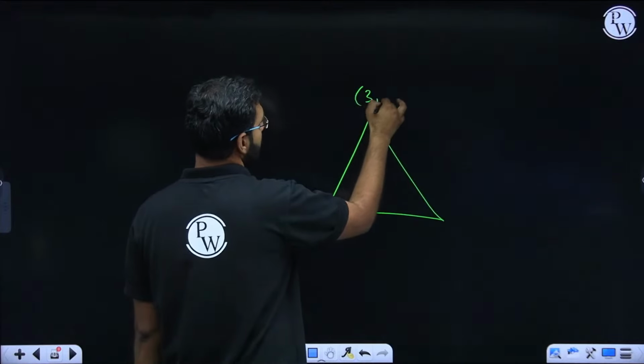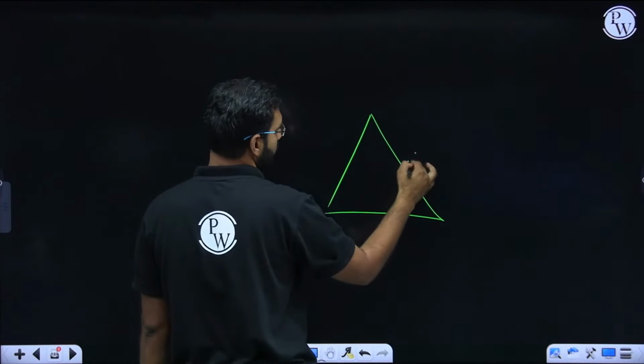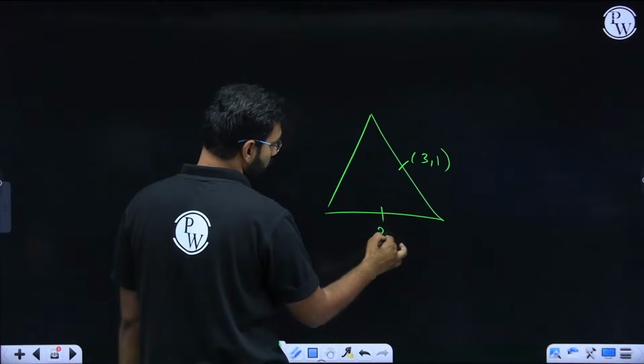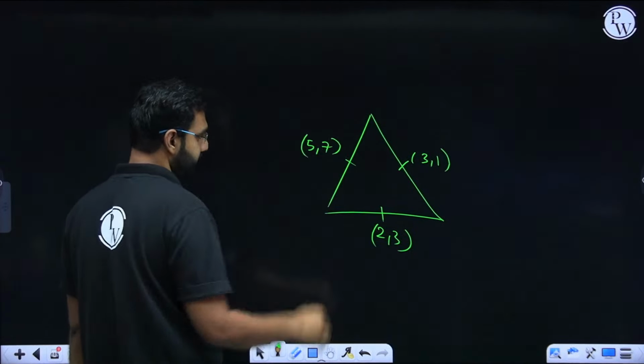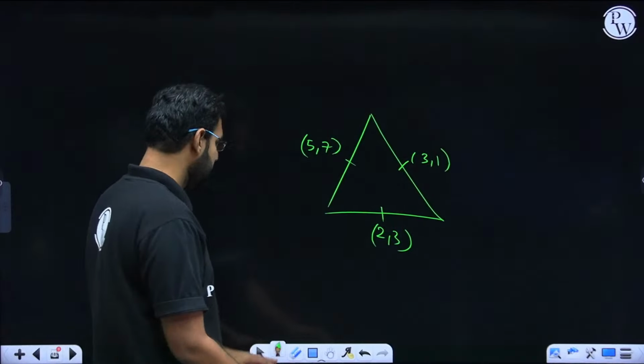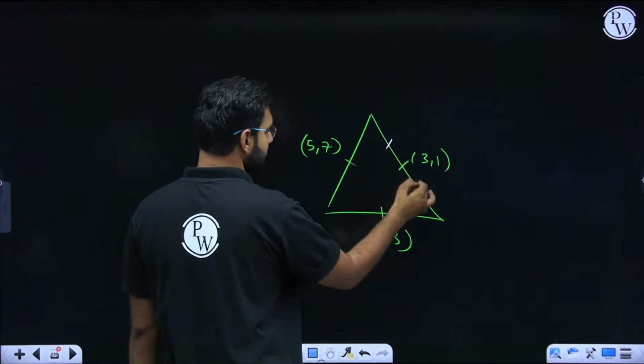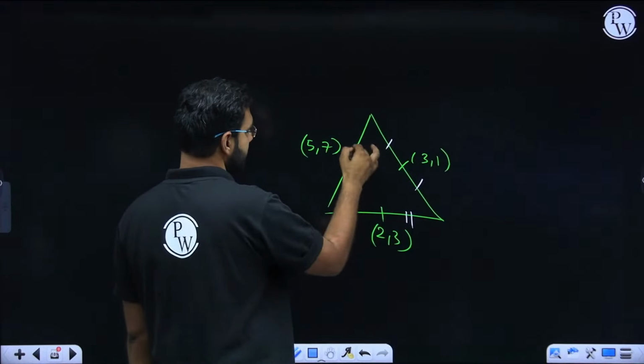There is this point (3, 1). I'm really sorry. There is this point, let's say 3. I'm randomly taking, this could be true or not. I'm just randomly taking these midpoints. Let's say this point is (5, 7). These are the midpoints. Midpoints means this is the midpoint of this side, and this is the midpoint of this side.